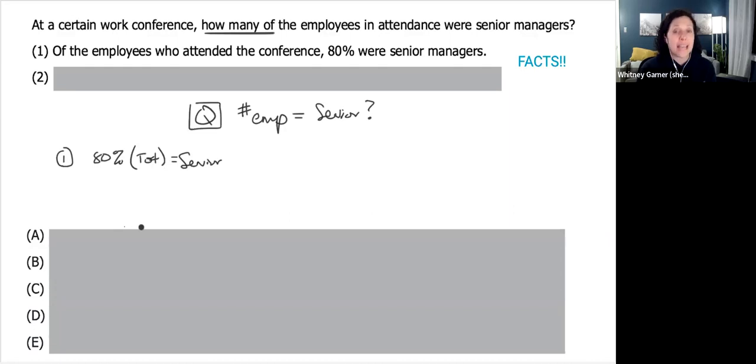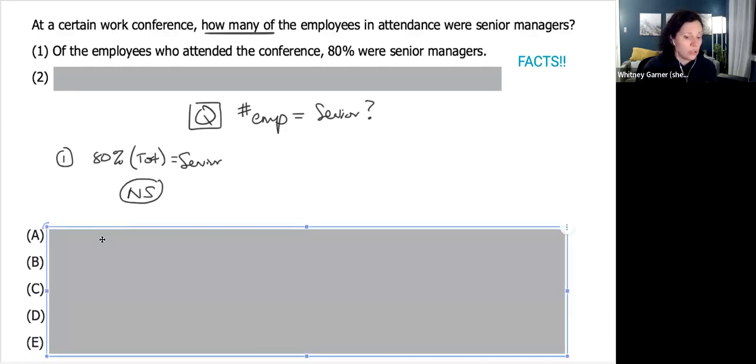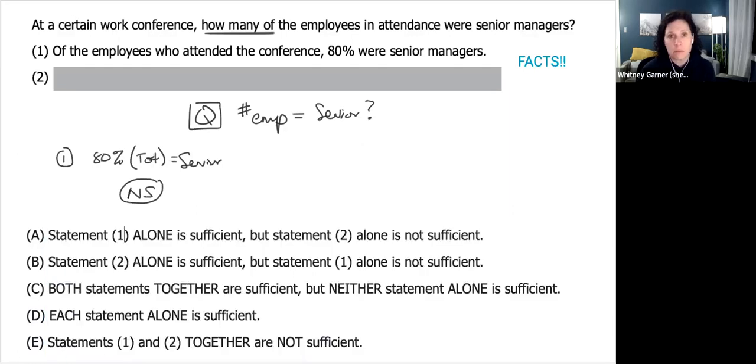And so what I will say to myself in the language of data sufficiency is that this answer is not enough, or in other words, it is not sufficient. Okay, so this is not sufficient. I cannot get an answer to my question. Now let's go and look at our answer choices.